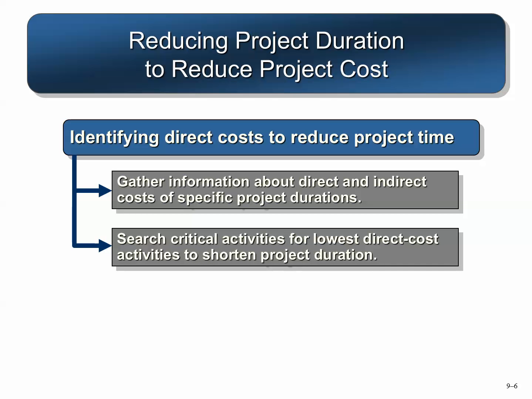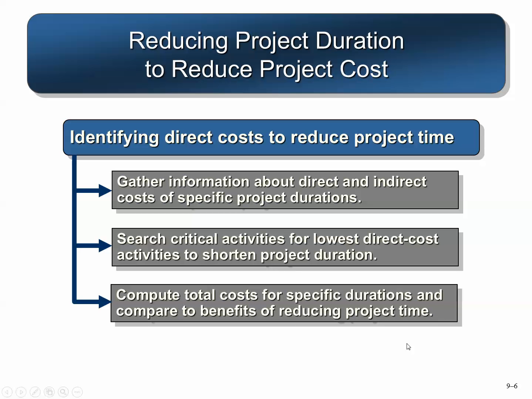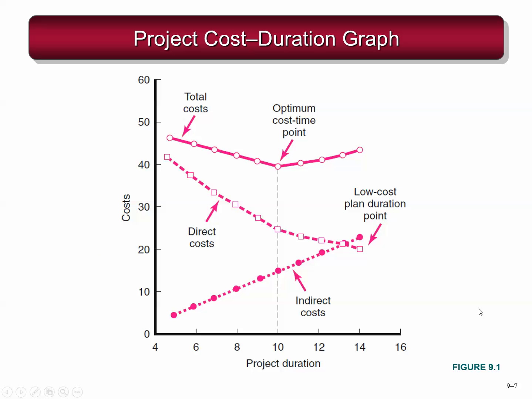In a typical project, you will be asked to find the direct and indirect cost and figure out what are the lowest direct cost activities to shorten the project duration. You'll have to gather that information yourself when you're managing a project, but for the purpose of this course, it's given, and you're just carrying out the calculations.